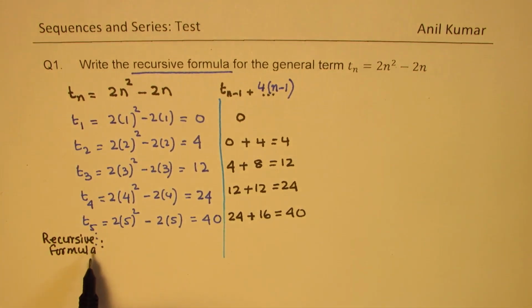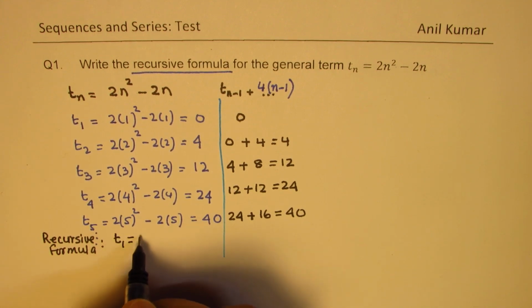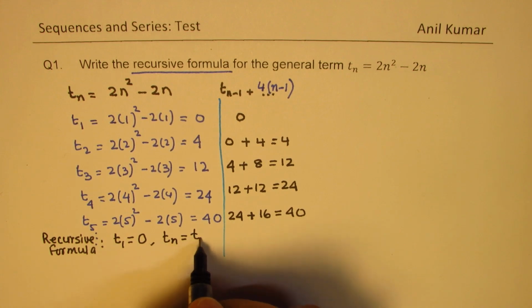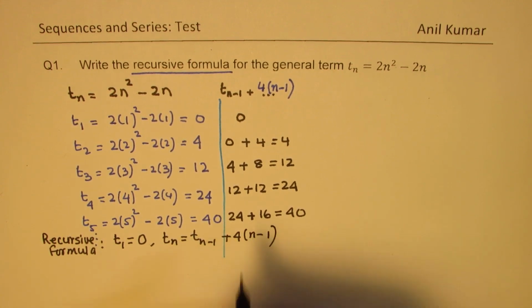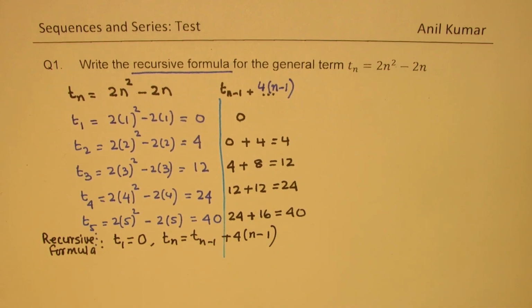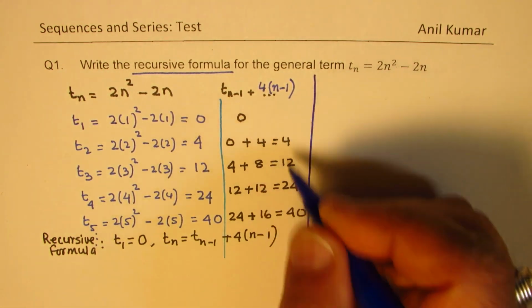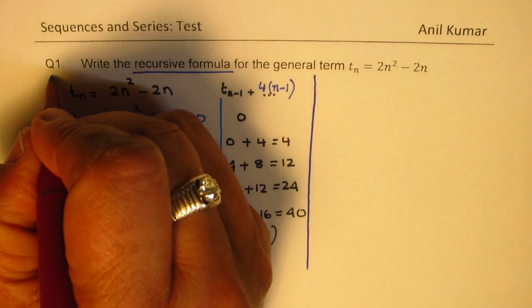So whenever you write a recursive formula, you have to write the first term, and we say the first term t1 is equal to 0 and tn equals tn minus 1 plus 4 times n minus 1. Is that clear to you? So that is how we will get the solution of this particular question. Now this is one approach. The other approach could be that we could do, let me write down here, method 1.